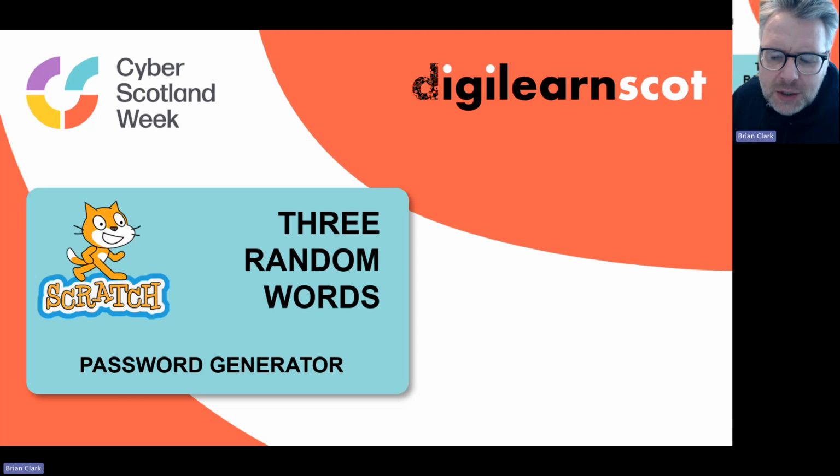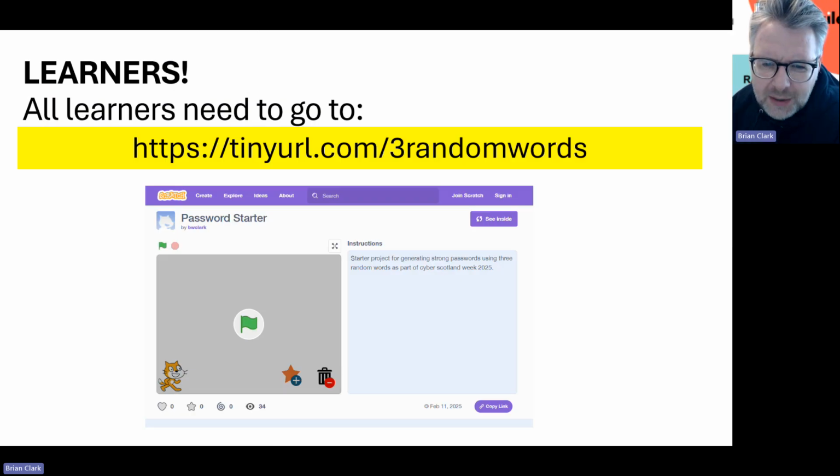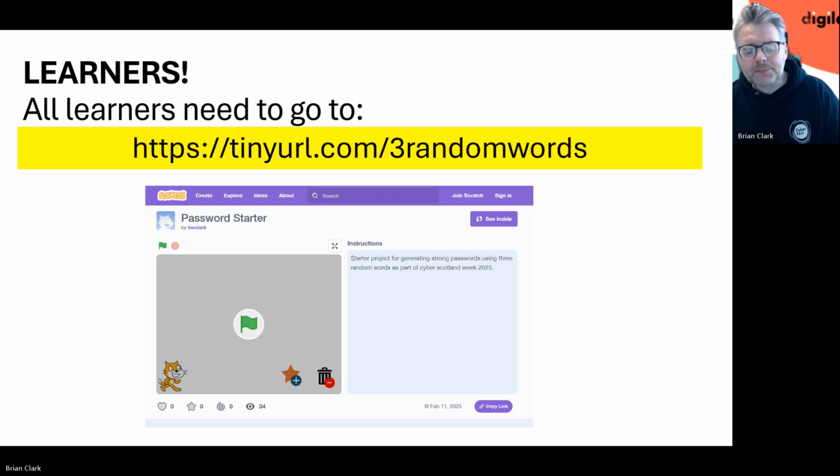We are going to be creating a random password generator based on 3 random words. For this project, you are going to need a starter file from the Scratch website, which you can find at tinyurl.com/3 random words, and it should look like this. So we want to find that first. That's what we're going to start with, and then we will kick off and have a look at the code that goes behind creating our password generator.